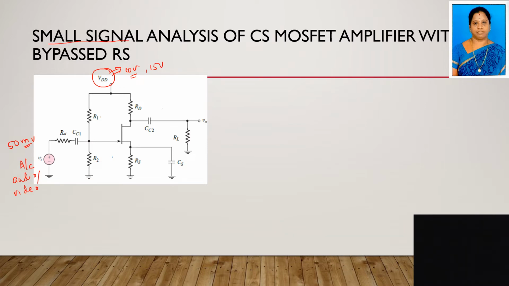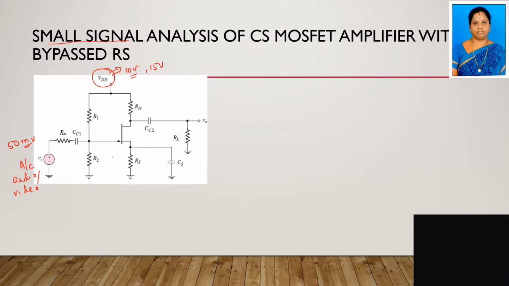In the previous session, we have seen the DC analysis only with respect to this VDD. We have analyzed how to draw the DC load line and where we have to fix a Q point, everything in terms of DC analysis. So DC analysis is called large signal analysis, whereas AC analysis is also called small signal analysis, right? This is the difference.